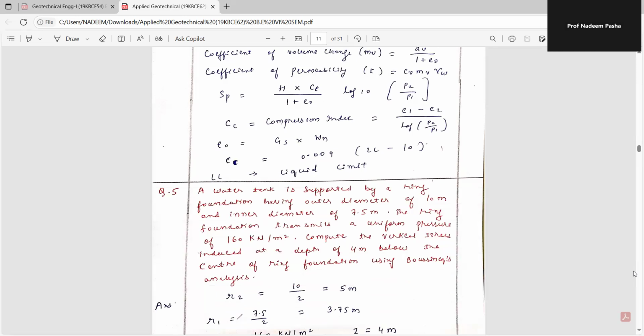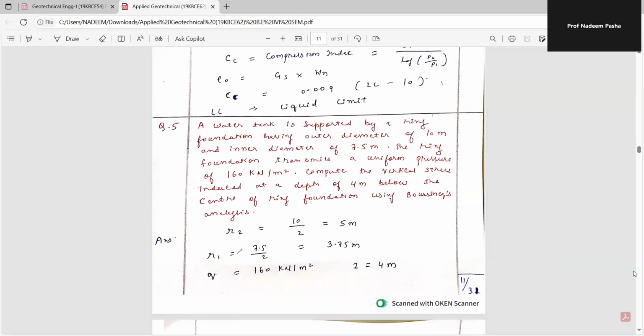A water tank is supported by a ring foundation having outer diameter of 10 meter and inner diameter of 7.5 meter. The ring foundation transmits a uniform pressure of 160 kilonewton per meter square. Compute the vertical stress induced at a depth of 4 meter below the center of ring foundation using Boussinesq's theory.